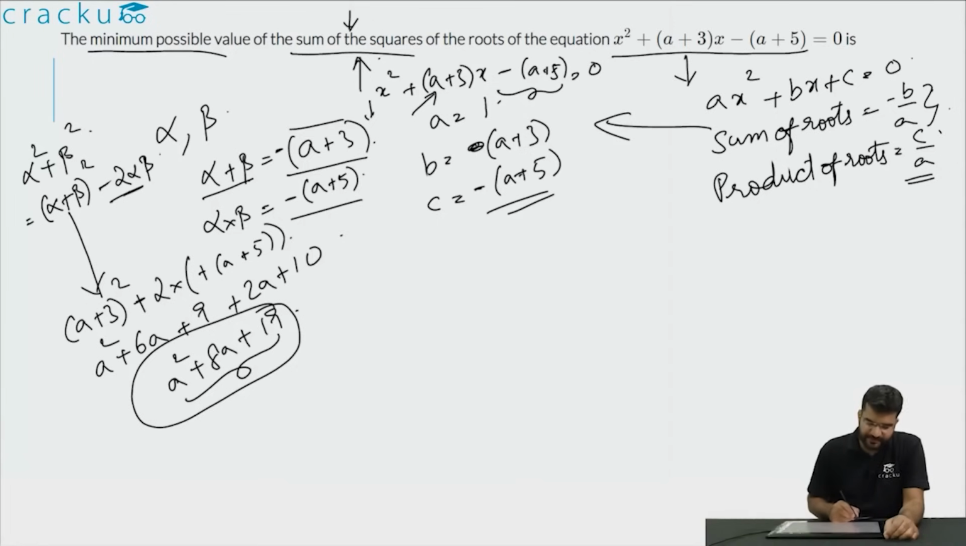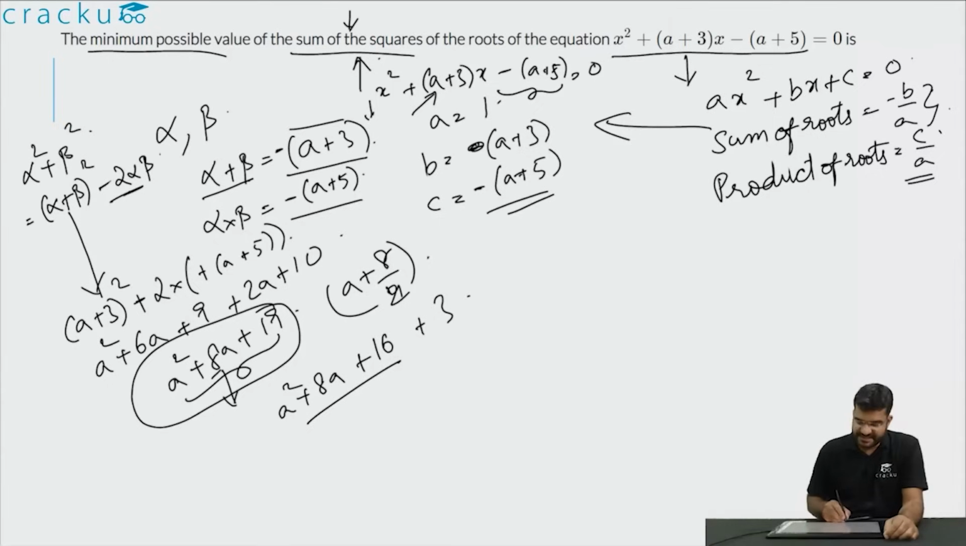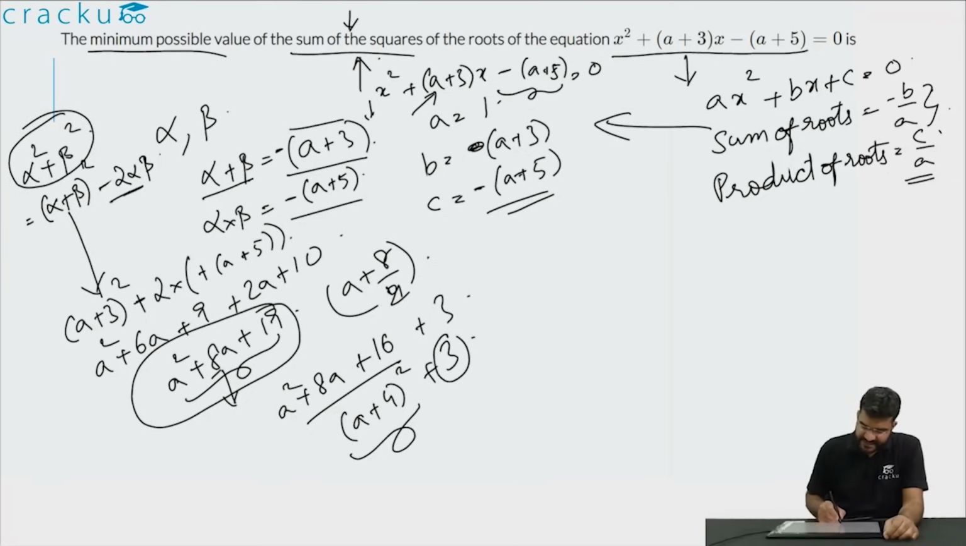Now we can easily complete the square. You know that the coefficient of a is 8. So we can complete the square by making it (a plus 8 by 2) whole square. So this will be a square plus 8a plus 16 plus 3. a square plus 8a plus 16 is (a plus 4) whole square, plus 3. Now we know that (a plus 4) whole square cannot be negative. So the minimum value of the sum of the squares is 3, which happens when a is equal to minus 4. So the minimum possible value of the sum of the squares is 3.